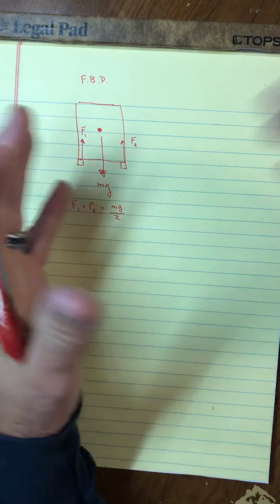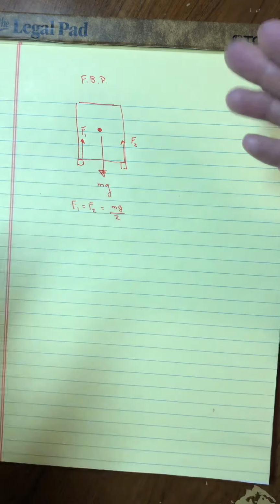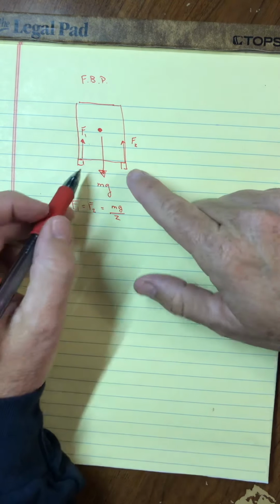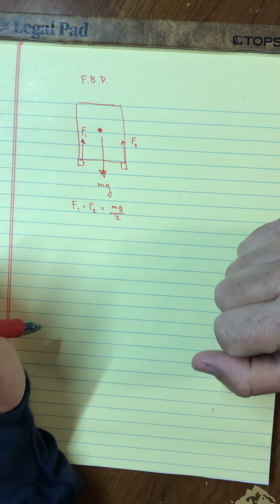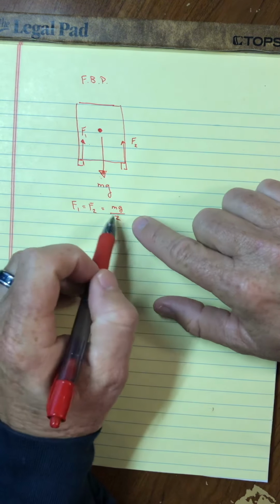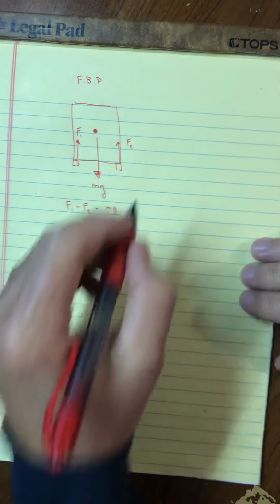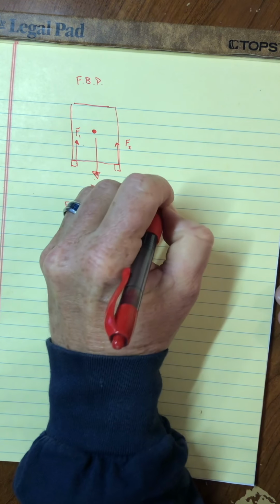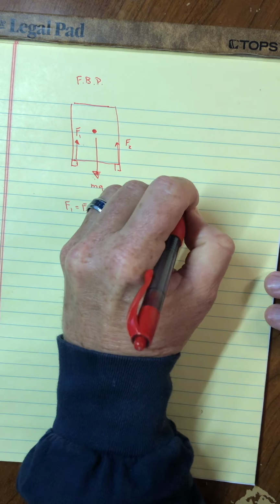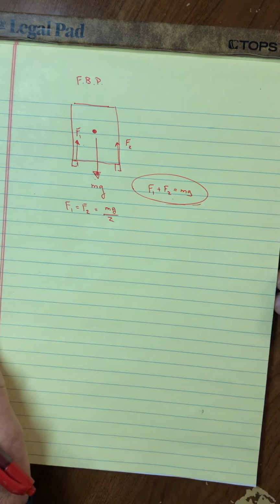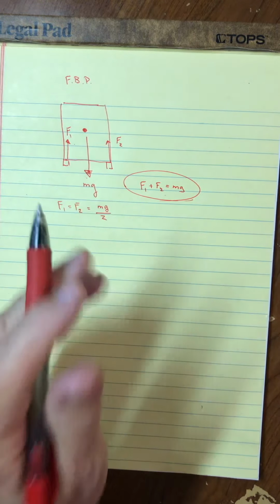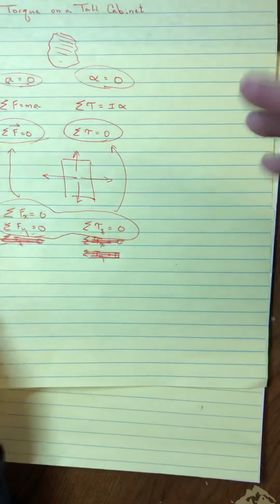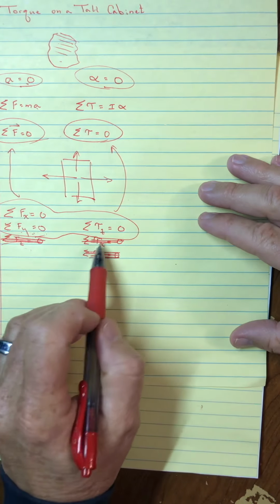So if the cabinet's just sitting there and nobody's pushing on it, there will be these 2 forces, and those 2 upward forces have to equal the downward force. Now, that alone doesn't say it has to be half. That just says that F1 plus F2 equals mg. Okay? Oh, but I get the fact that they each have to be a half because of the other condition of equilibrium. That's the torques.